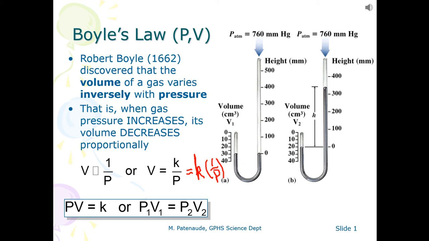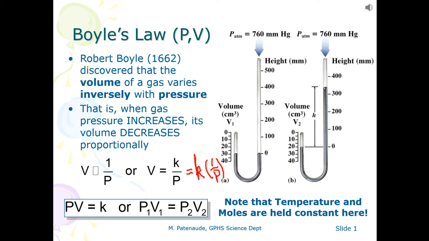If you solve the equation for the constant, you'll get P times V is constant. So in an inverse proportion, the product of the 2 variables is always going to be the same number, constant, and therefore P1 times V1 will equal P2 times V2. And again, that's true only if you're holding temperature and moles of gas constant.